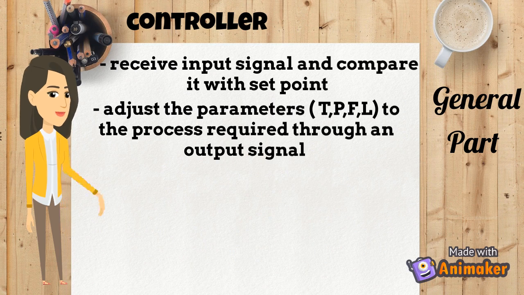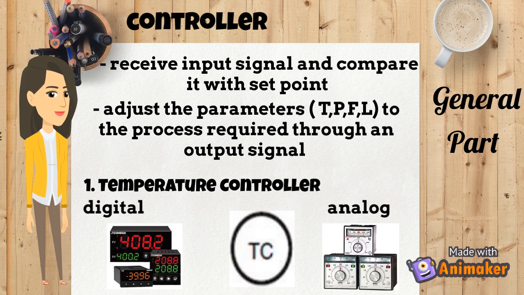Now, I would like to explain about the controller. Basically, the controller will receive input signal to control the parameters which are temperature, pressure, level, and flow of the process. After that, the controller will compare the signal with the set point. Then, the controller will adjust and control the parameters of the process at desired set point by sending the output signal to the final control elements.